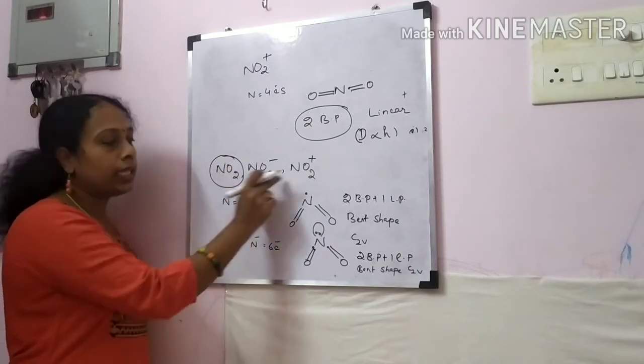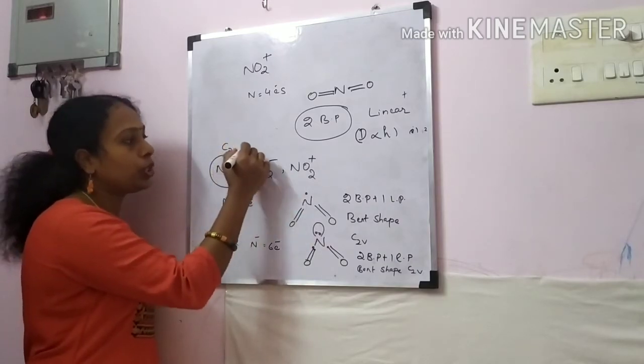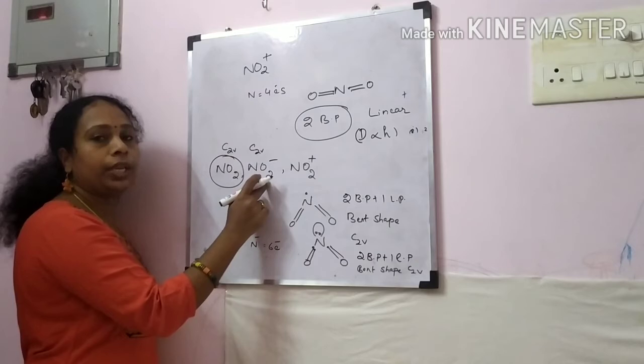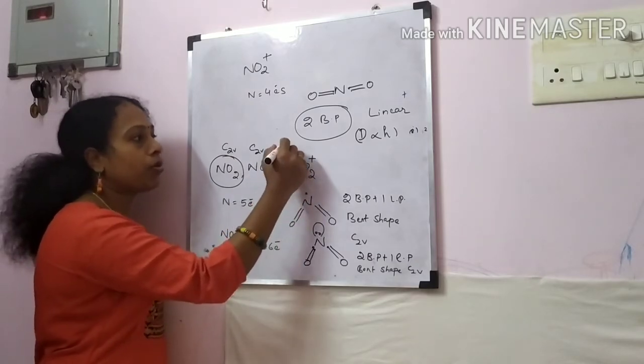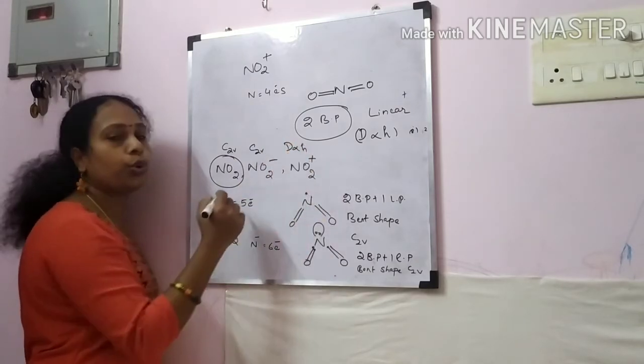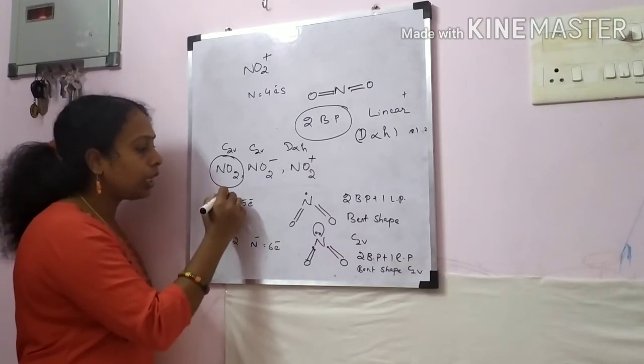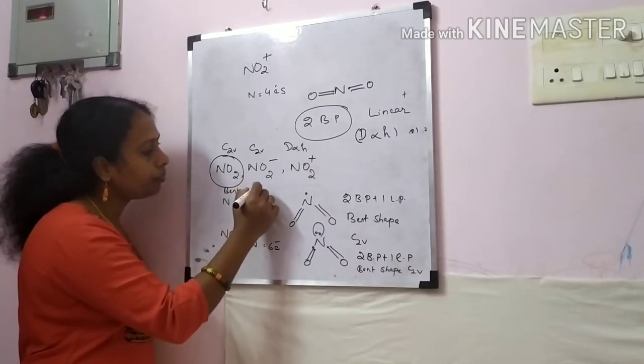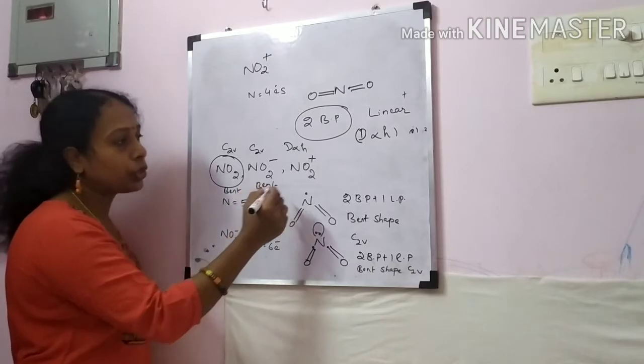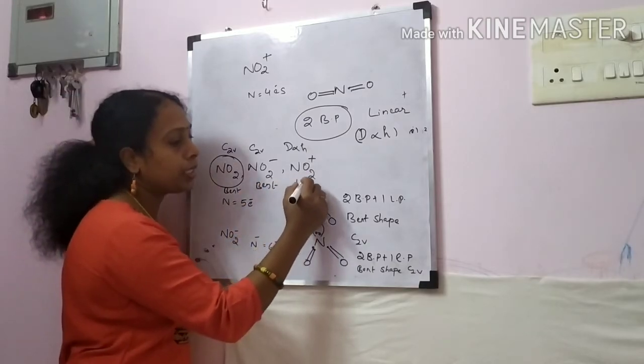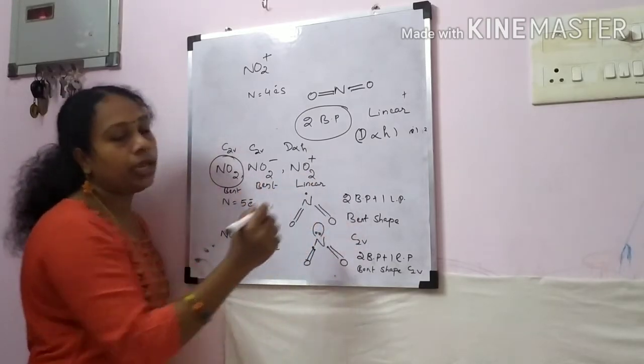So if you get this question, NO2 and NO2 minus belong to the C2V point group, and NO2 plus belongs to the D infinity H point group. Clear? These two are bend shape molecules. NO2 and NO2 minus are bend shape, and NO2 plus is a linear molecule.